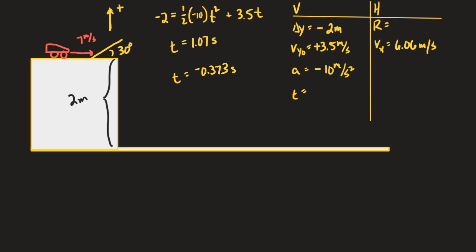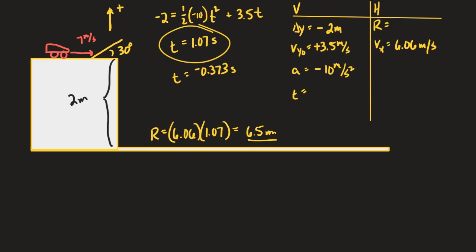I have verified one is negative, so I can throw that one out. I'm going to use the positive one, which leaves me with range equals 6.06 times 1.07, which is going to give you about 6.5 meters.